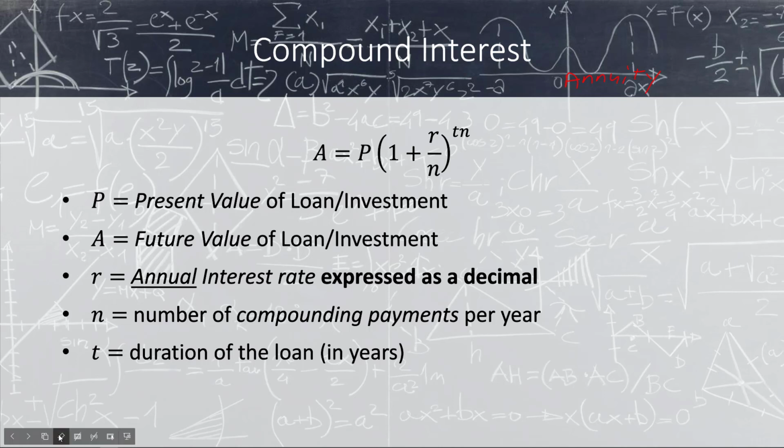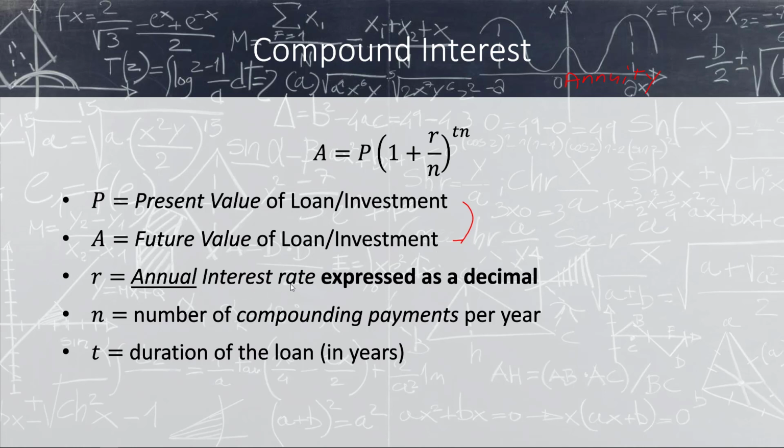And this is the formula right here. Here we have A. A is the future value of the loan or the investment. So if it's an investment, it is the amount that you will get after a certain period of time. Okay, and this is going to be equal to P, which is the present value of the loan or the investment. So if it is an investment, this is the amount that you would put in, and then at a certain time later you will receive A. If it's a loan, this will be the amount that you receive, and then a certain time later you will have to pay back A. Okay.